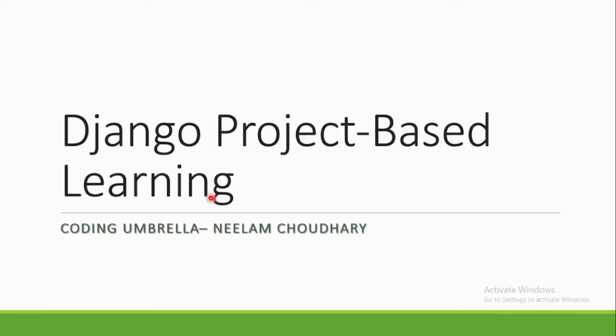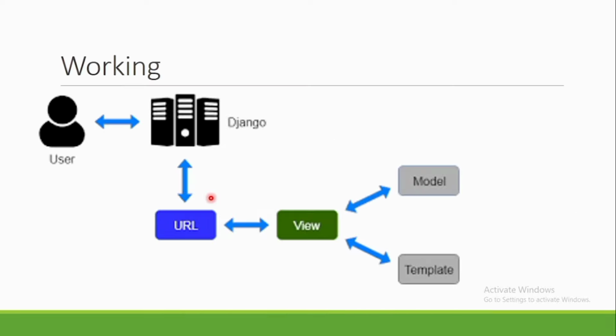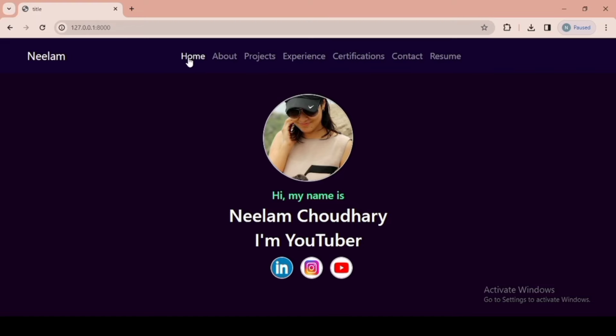Today we will be doing a project called Portfolio, based on the topics that we have studied so far. In the MVT architecture, we have covered URL, views and templates. So based on this, we can create a static website, and that is what we are going to do today. Let us have a look at what kind of project we are going to build.